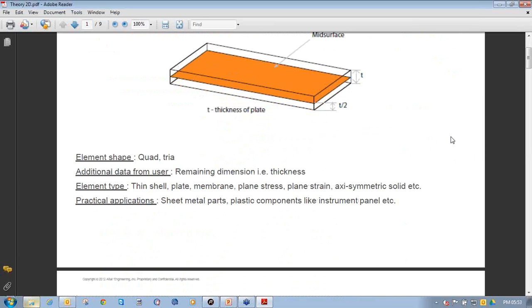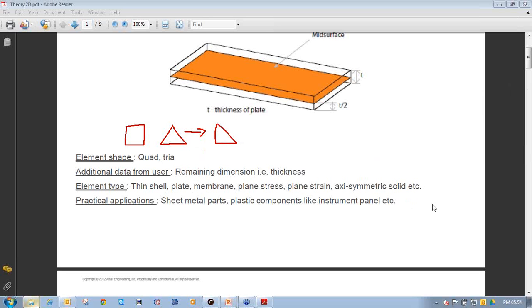Now we will discuss the different criteria for 2D element, that is the element shape. The element shapes available for 2D element are quad and tria. Quad stands for quad elements and tria stands for triangular elements. We have two types of tria elements in HyperMesh, that is equilateral trias and right angular trias.